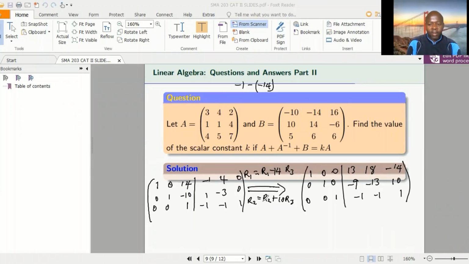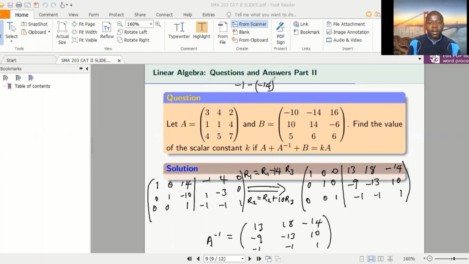And so if you remember what I said when we began, I said that we want to act on those two matrices so that the matrix on the left becomes the identity matrix and the one on the right becomes the inverse. So you already have the identity matrix here. And so the inverse of A is this: 13, 18, negative 14, negative 9, negative 13, 10, negative 1, negative 1, 1. That's the inverse of A.